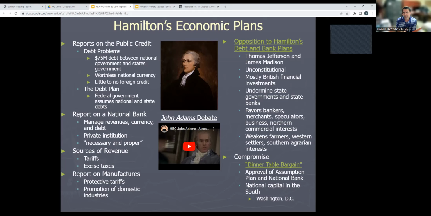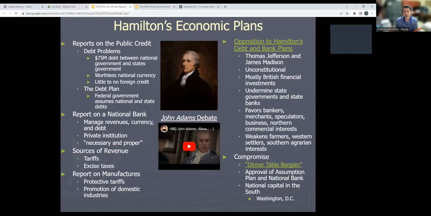Well, we go back to understanding the necessary and proper clause, the elastic clause. That's where Hamilton is going to exploit that power that Congress has. Congress does have the power to make all laws necessary and proper. But again, let's clarify this. It needs to facilitate an enumerated power that already exists in Article 1, Section 8 that the Congress has.